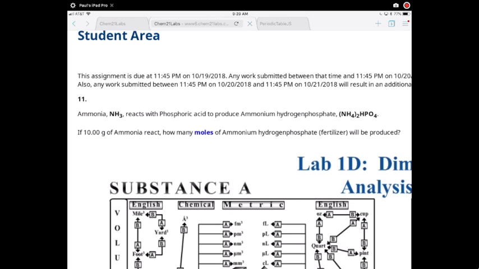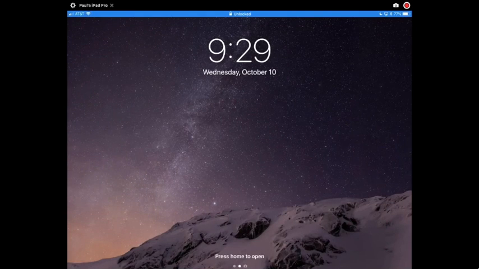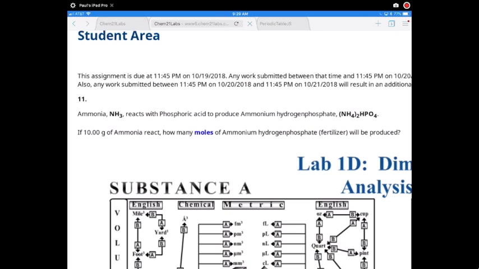What element do you want to balance first? Nitrogen. That sounds like a good one. How many are here? 1. How many are here? 2, right? So how do I make this 2? Put a 2 in front of this, right? Great.